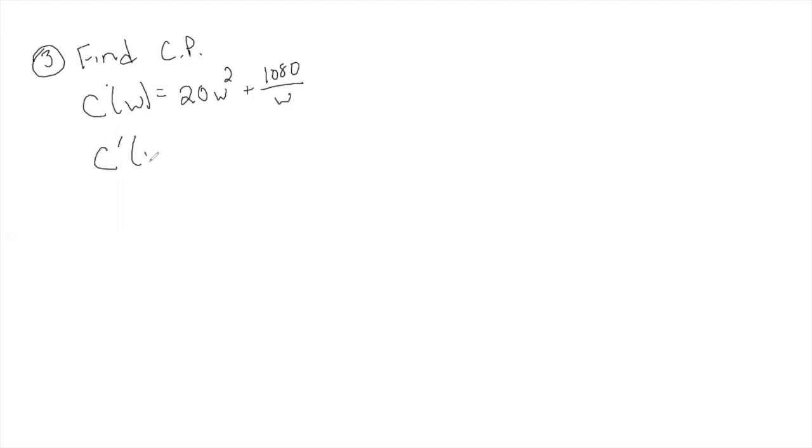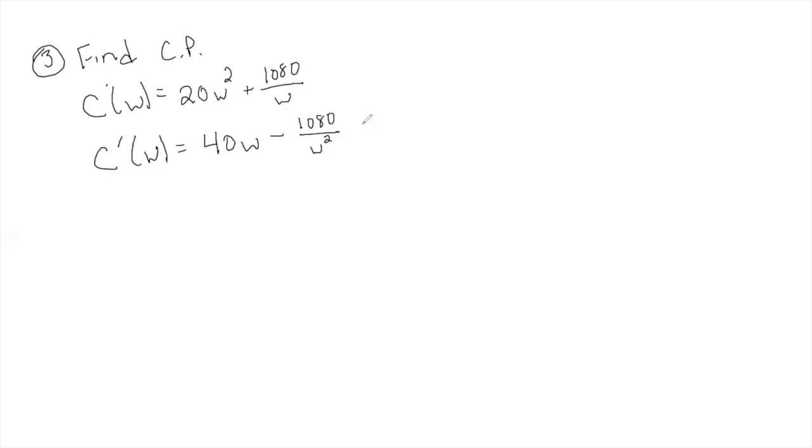Now, the next step is to find the critical points, right? My cost function, I'll remind you, is 20W squared plus 1080 over W. Okay, so this is easy. C prime of W is 40W minus 1080 over W squared, right? This is just a chain rule. I suppose you could do quotient rule, but please don't. There's no reason to do it. This is just 1080 times W to the negative 1.